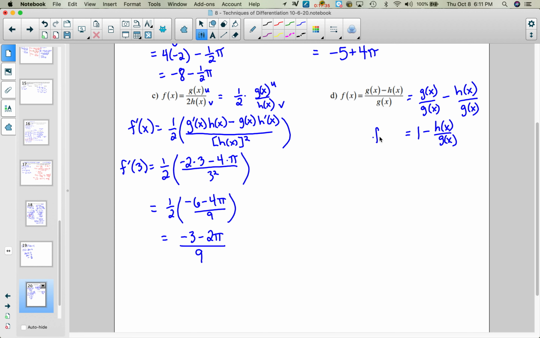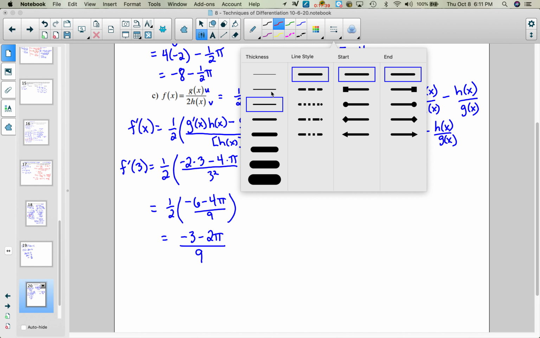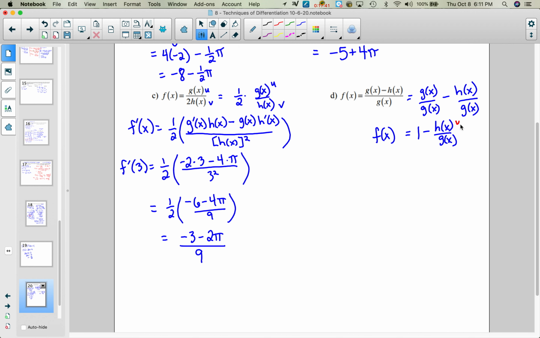I probably could have just done it with the quotient rule from the get-go, but I'm going to think of this as f of x. So I'm still going to have to use the quotient rule. So this is u and this is v. So then when we go through this for f prime of x, the derivative of 1 is 0. But then I have a minus sign. So I'm going to put parentheses there. Just like I pulled the 1/2 out, this is like having a -1 because I'm going to have to distribute that negative sign. So I want to be careful.